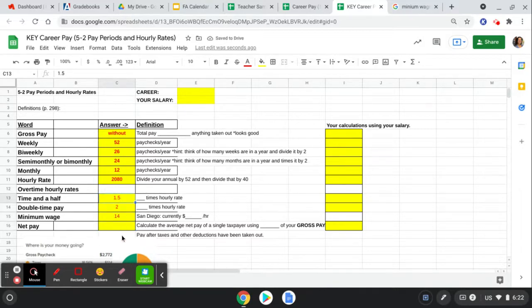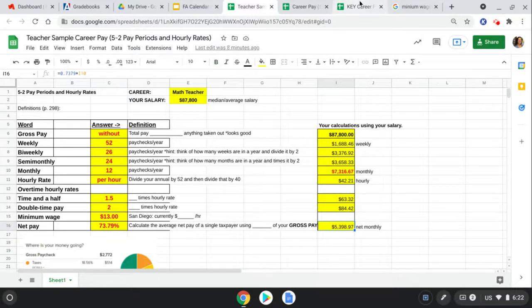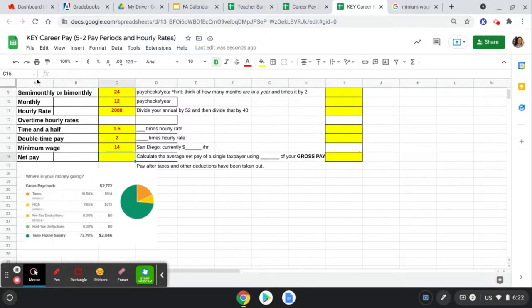Okay, finally, we're just doing an estimation here because this number is going to be different for everybody, but calculating the average net pay. So now, what if your IRS taxes come out? What if your federal taxes come out? What if your FICA taxes come out? What if you have other deductions? The average net pay of a single taxpayer is to use 73.79%. So there's a little table down here that shows you this, that it's about 73.79% is the normal net pay for a single taxpayer.